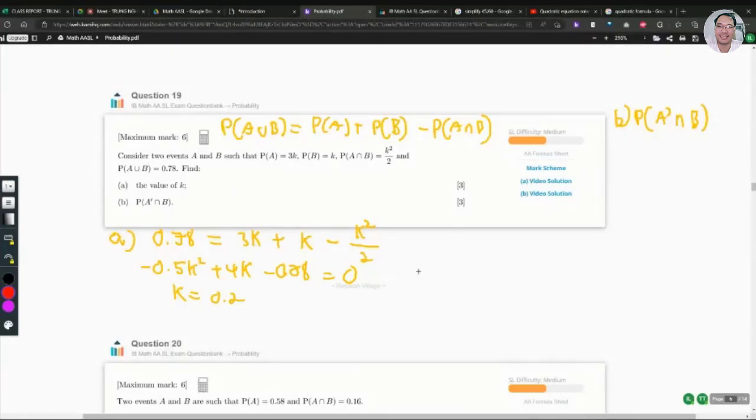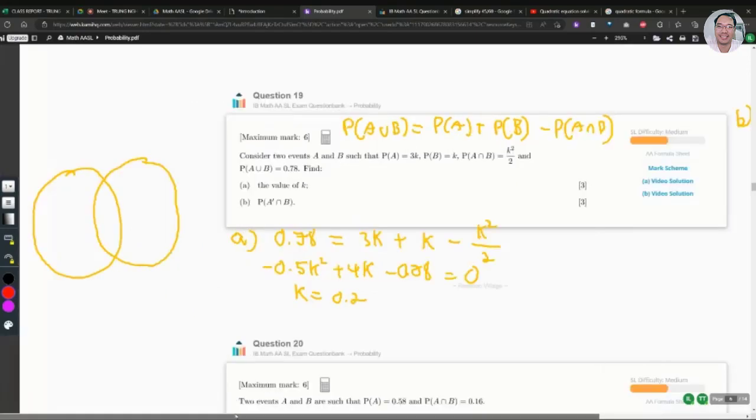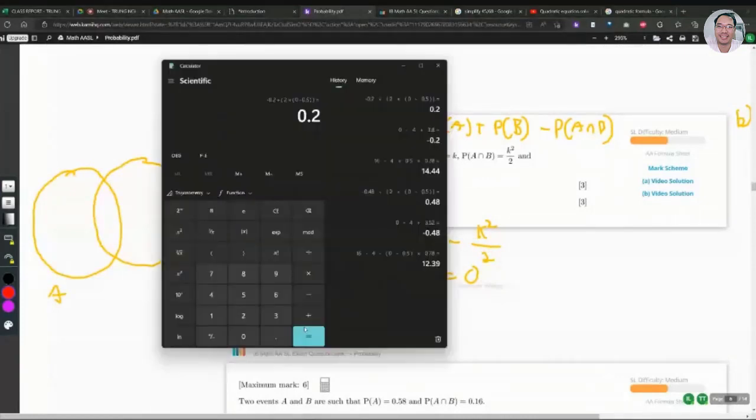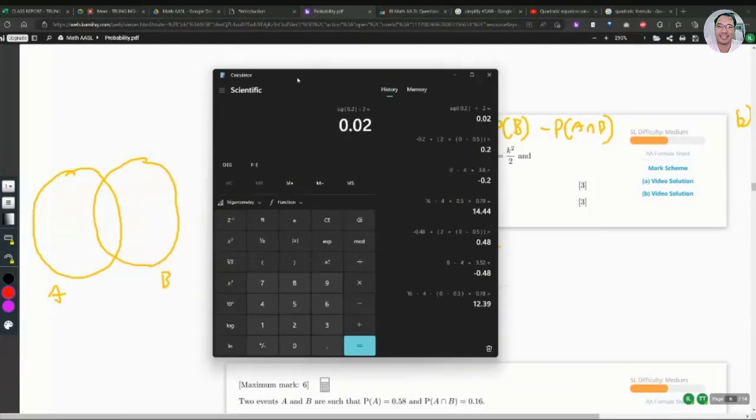Too small. So, for example, question B has 3 marks, so there are 3 steps. Okay, 3 main steps to get the total mark. A, B. The intersection is k squared over 2. K is 0.2, so 0.2 squared over 2. The intersection is 0.02.